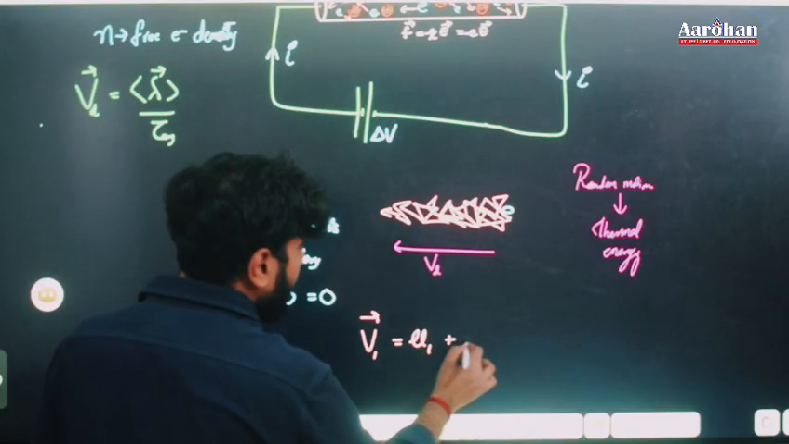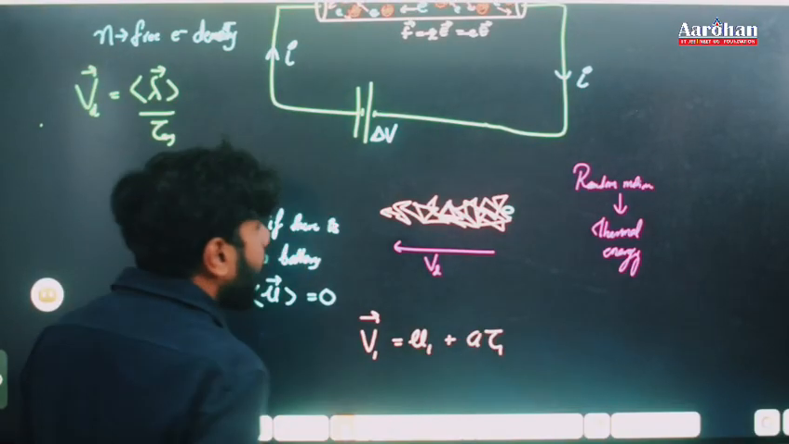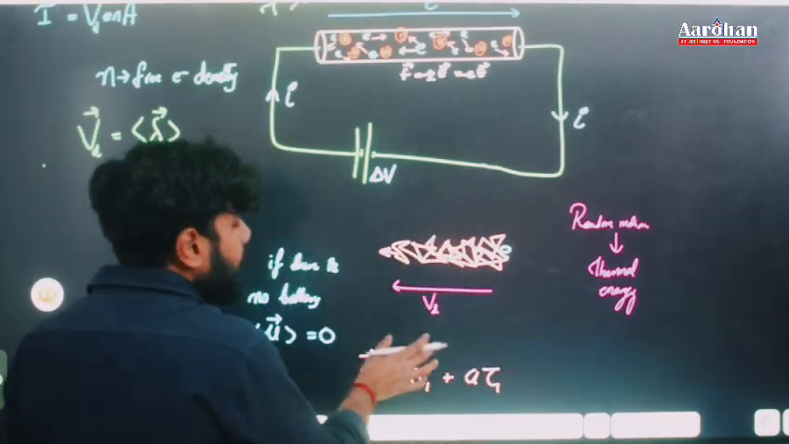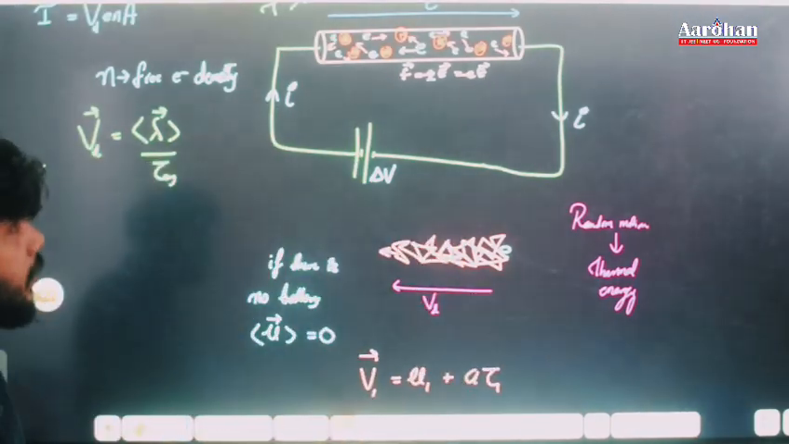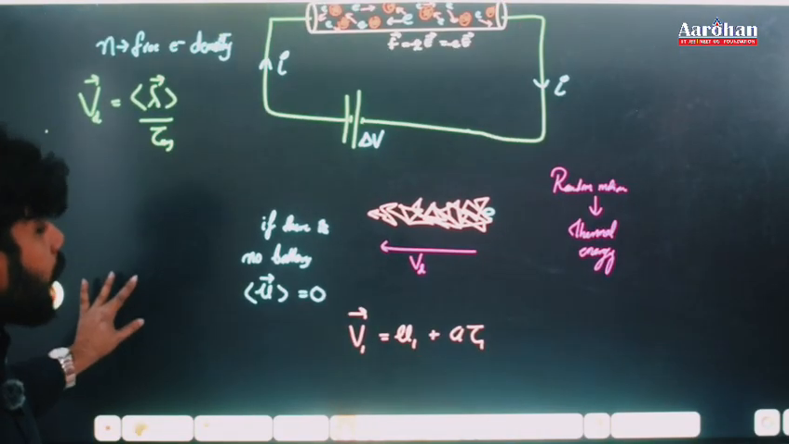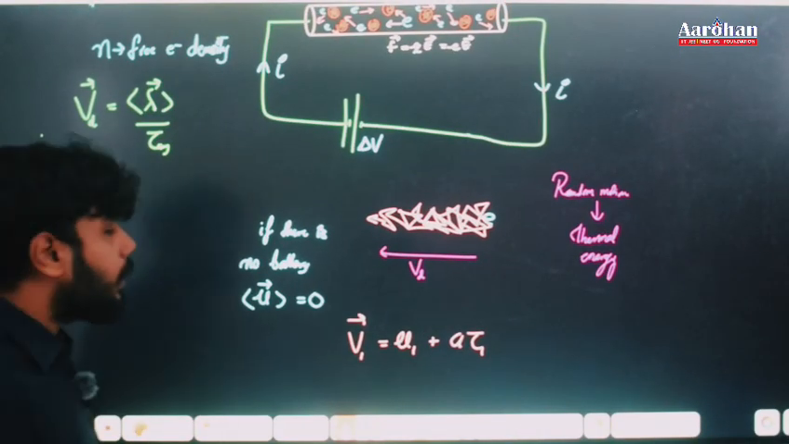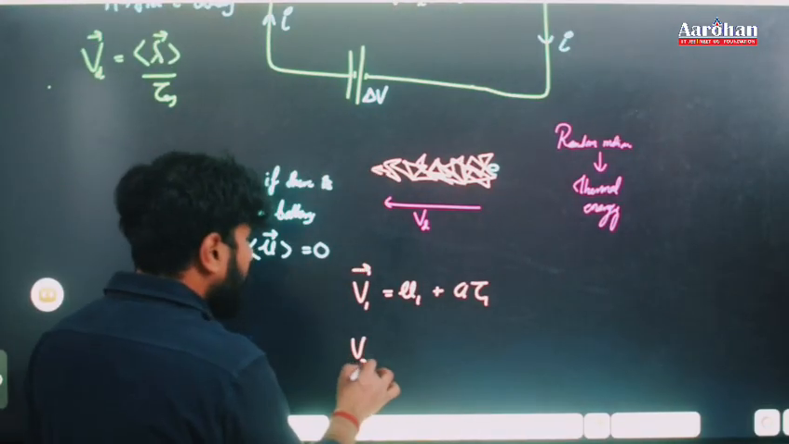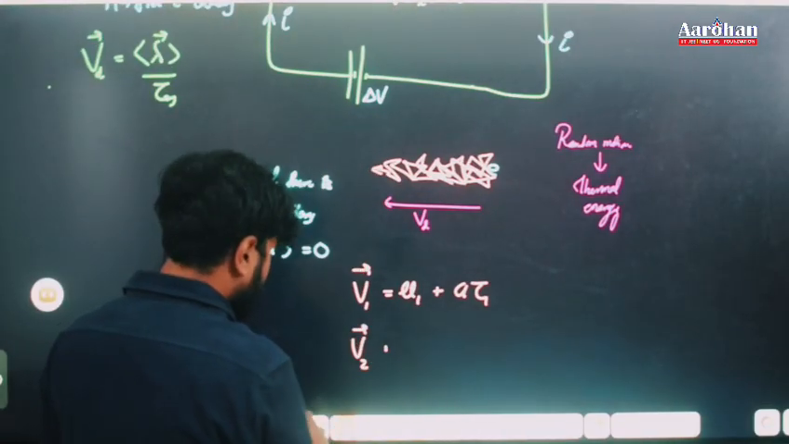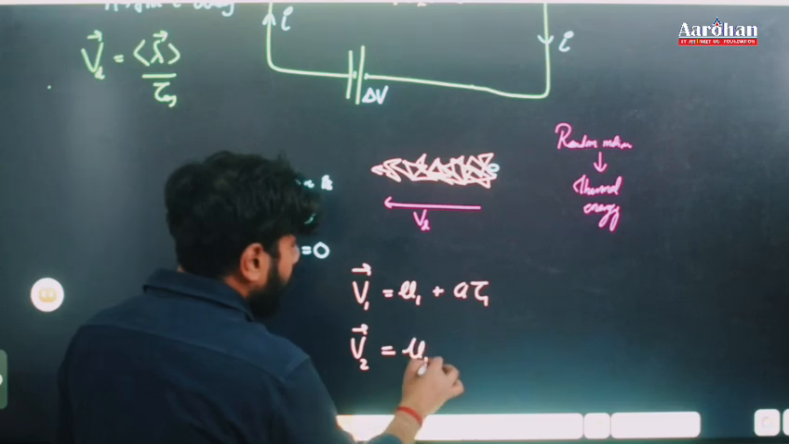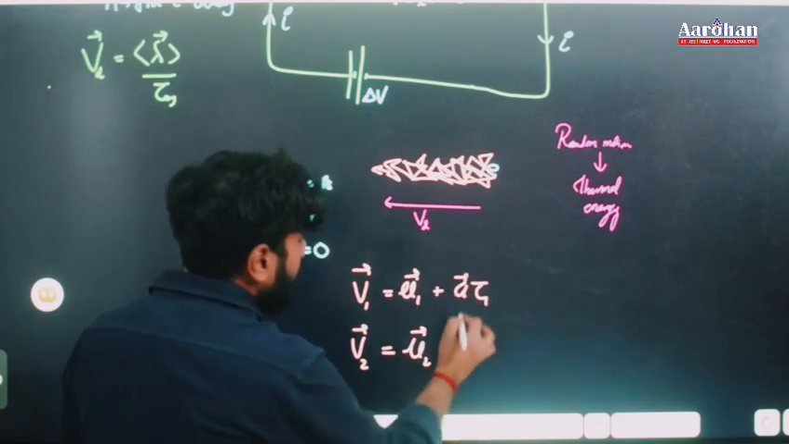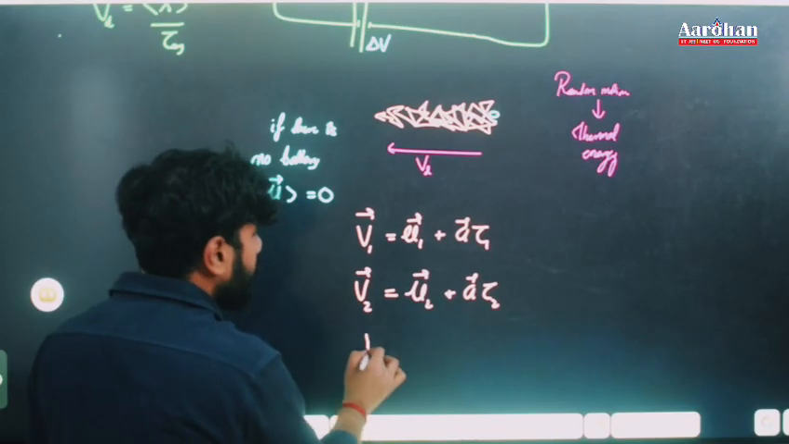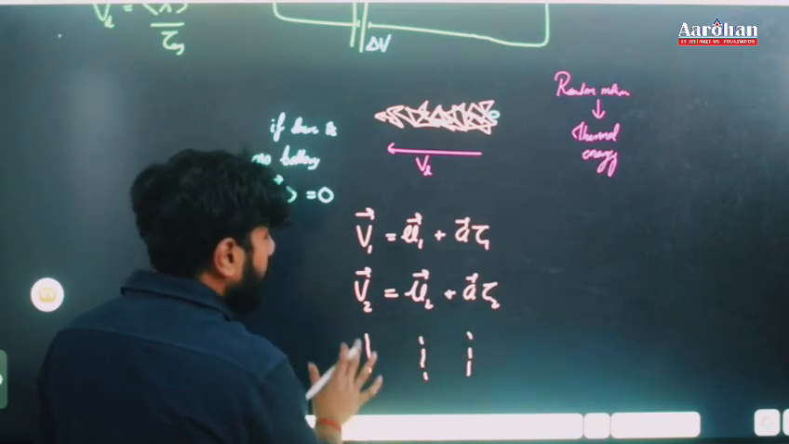And tau 1 is what? It is the time taken between each successive collision. So for a single electron, let's say the time taken is tau 1, and so on. You can write it will be V2, U2, and the acceleration will remain the same, tau 2, and so on, up to Vn.